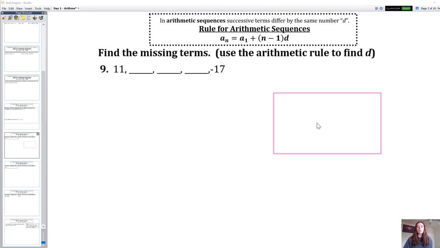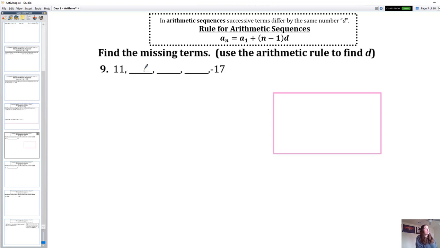Alright, y'all, we're going to do some more stuff with arithmetic sequences today. The goal for this first example is we're going to find D, and we're going to use that value of D to figure out some terms that are in between two other terms that we give you. So, there are two ways to do this. The first way is using our rule for arithmetic sequences. Using this formula, we're going to plug in things that we know, and then we're going to solve for D. So let's see what that looks like.